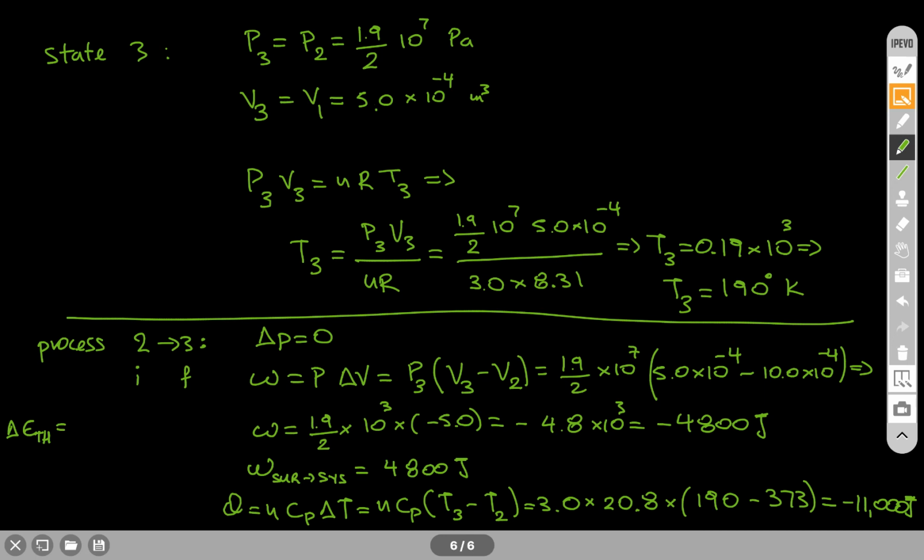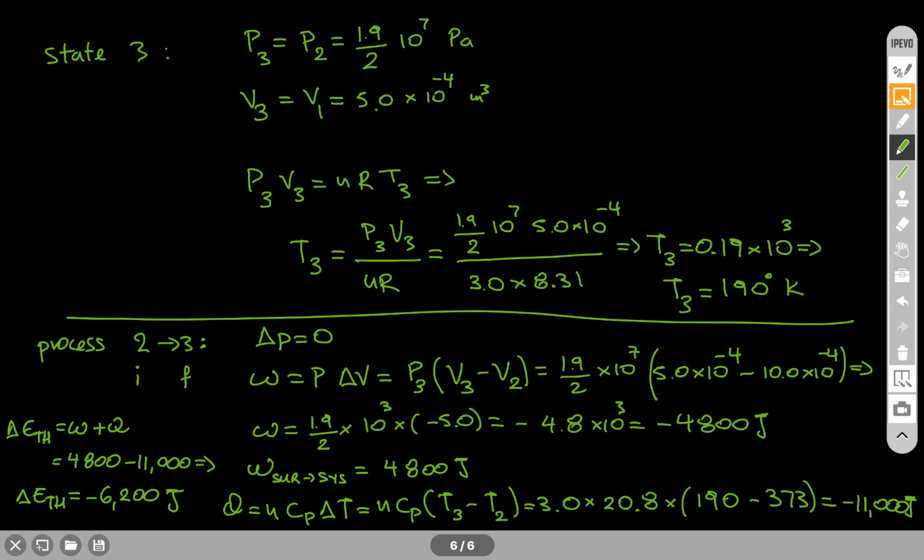I know from energy conservation that the change in the thermal energy is equal to W plus Q. Now for W, I need to use the work that the surroundings do on the system. So this is 4,800. Q, I already found it, minus 11,000 joules. And this means the change in the thermal energy for the gas going through this process is minus 6,200 joules.